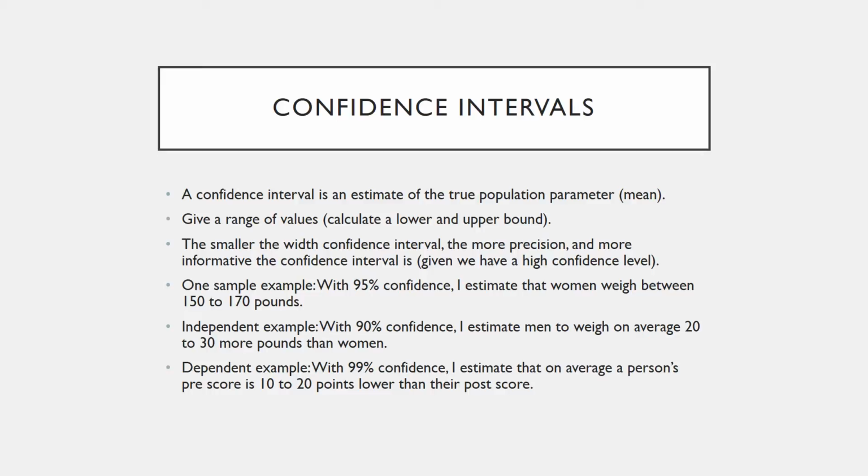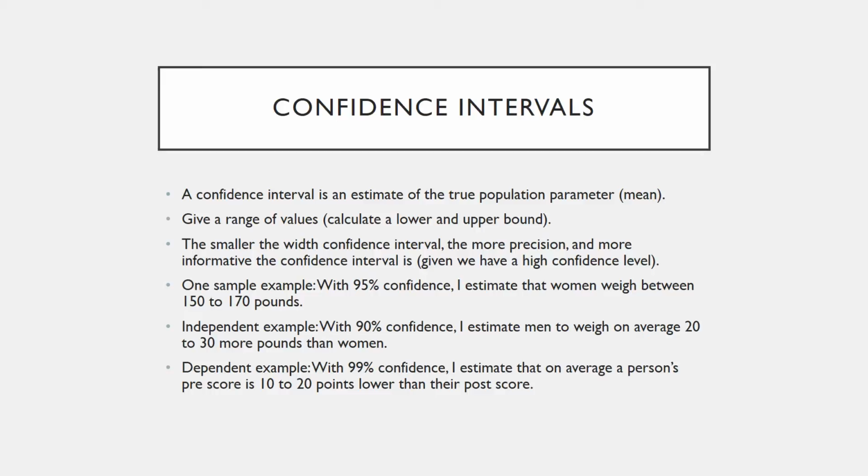We could do an independent two sample example. So we could say with 90% confidence, I estimate that men weigh on average 20 to 30 more pounds than women. So now we're comparing two samples, the average of men and the average of women. But we still have a lower and upper bound, but now we're calculating the confidence interval on the difference between the sample means instead of just one sample mean.